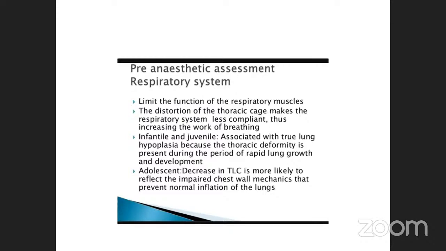Scoliosis limits the function of the respiratory muscles. The distortion of the thoracic cage makes the respiratory system less compliant, thus increasing the work of breathing. In infantile and juvenile scoliosis, it is associated with no lung hypoplasia because the thoracic deformity is present during the period of rapid lung growth and development. In adolescent cases, there is a decrease in total lung capacity, which more likely reflects the impaired chest wall mechanics that prevent normal inflation of the lungs.